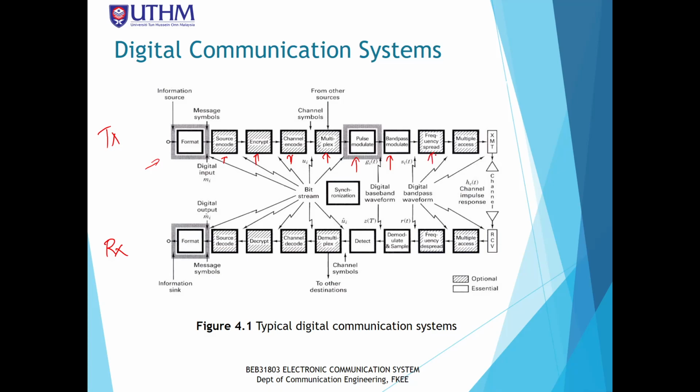And frequency spread here is also a part of the modulation process if we have many inputs. Multiple access is a process of multiplexing of wireless signals from different sources. Then we transmit the signal to the medium, and then we do the reverse process until we get the original output.